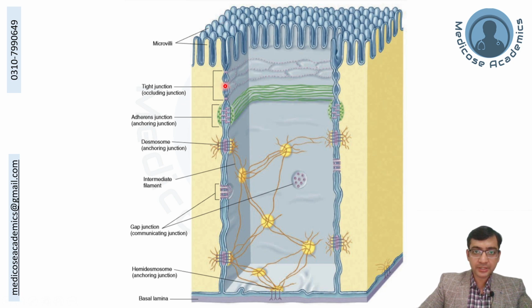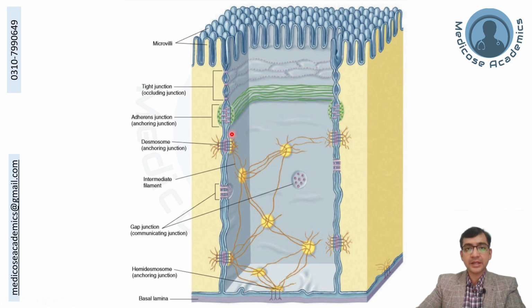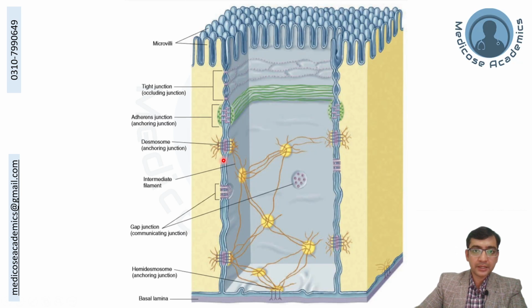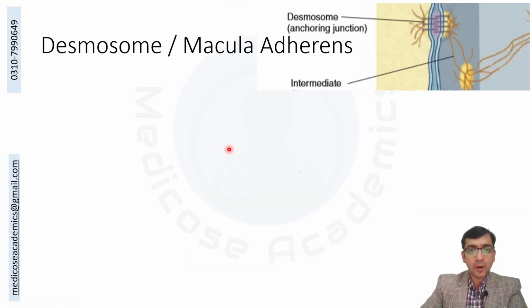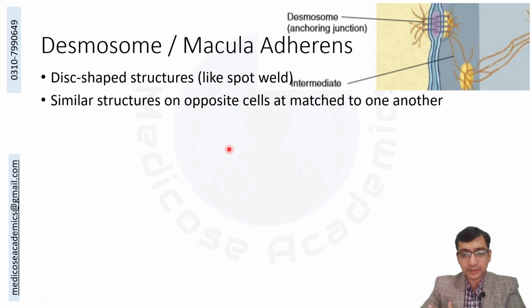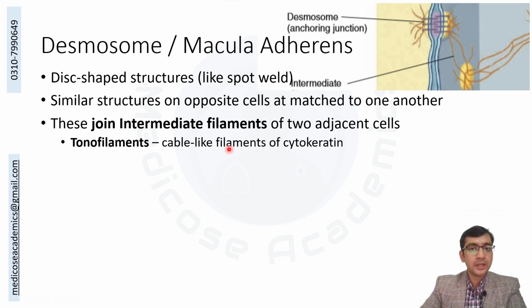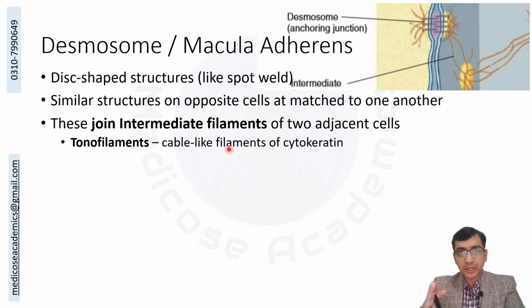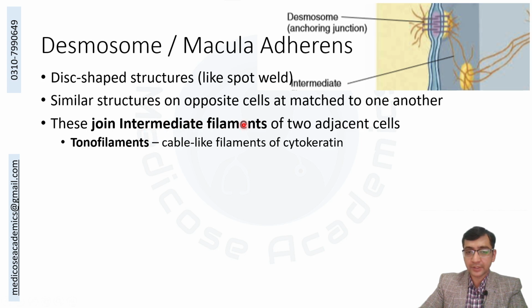So now we have done tight junctions and adhering junctions. The next one is the desmosome, macula adherens. These are like spot welds. They have a disc-like shape. They have corresponding structures on the opposite cells that are joined in the midline, in the cell membranes of the lateral domains, and they are the ones that are connected to the intermediate filaments. Up till now, the occluding and adhering junctions were connected to the actin or microfilaments. These are connected to the intermediate filaments.